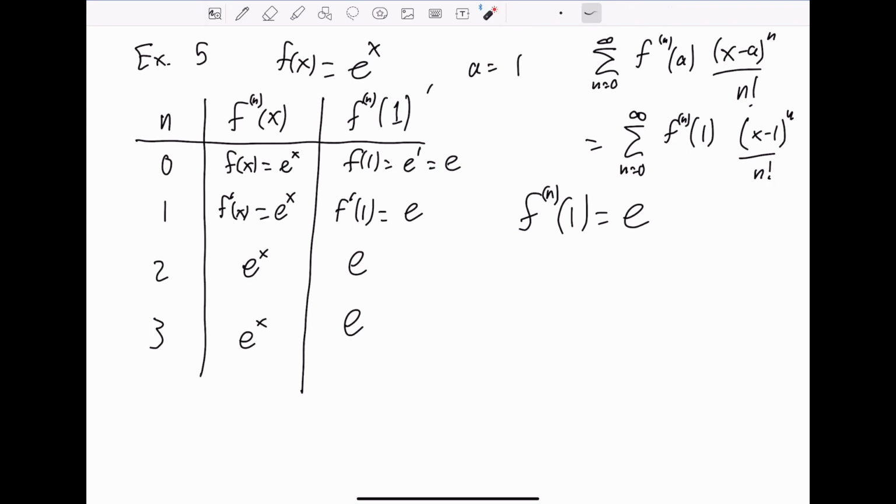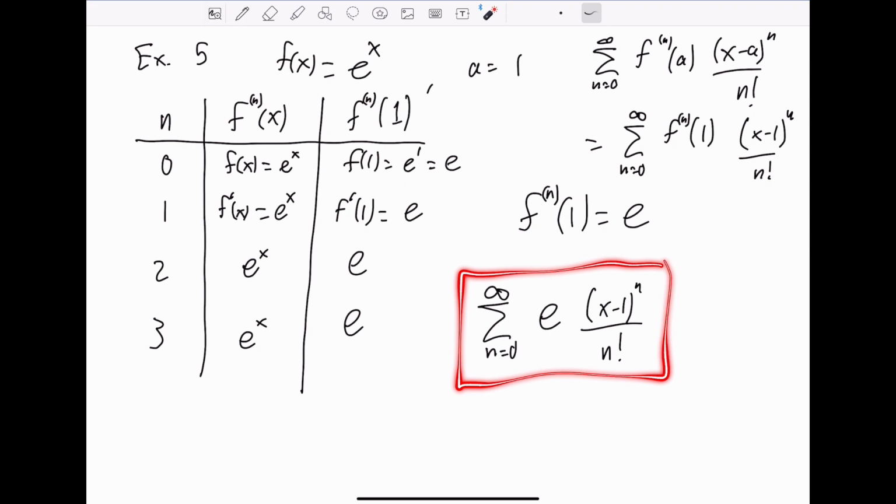So what is our Taylor series here? We're just going to replace this portion of the Taylor series with e. We have e times x minus 1 to the n divided by n factorial. We could even take this e out of the sum. This sort of works like integration. If you have a constant inside an integral, you can take it out front. The same thing works with summation notation. If we have a constant inside of a summation, we can take it out in front of the sum. We don't have to do that, but we could if we wanted to.